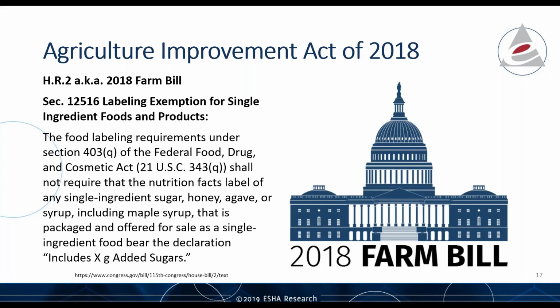The food labeling requirements under Section 403 of the Federal Food, Drug, and Cosmetic Act shall not require that the nutrition facts label of any single ingredient sugar, honey, agave, or syrup, including maple syrup, that is packaged and offered for sale as a single ingredient food bear the declaration includes so many grams of added sugars. So this refers to the packaging of these sugar ingredients, like a bag of sugar, a jar of honey, a bottle of pure maple syrup, etc.